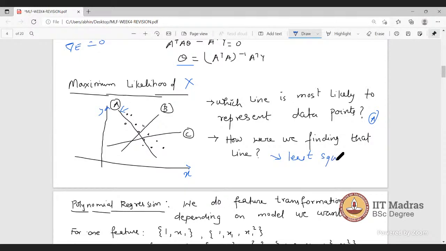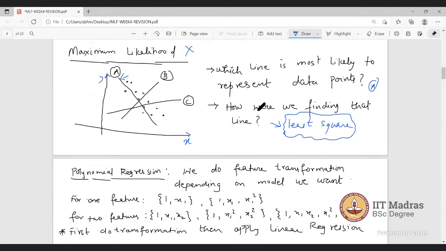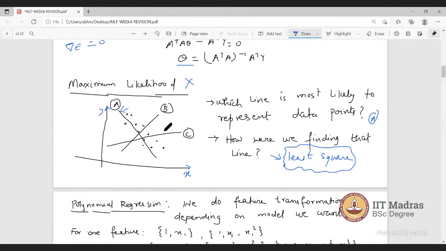Correct. So we can say that increasing likelihood or maximizing likelihood is similar to reducing the squared error or doing least squares. So that is the concept covered in that particular part. Okay, so you can understand that from the mathematical equation which sir has given or from this simple example.